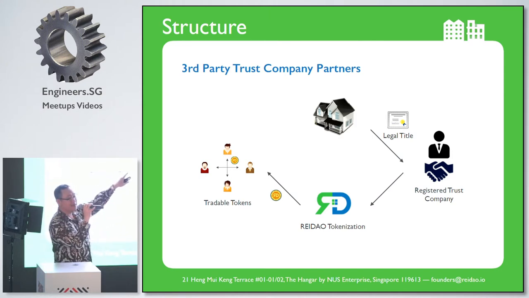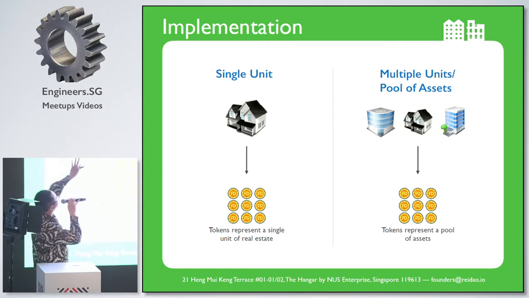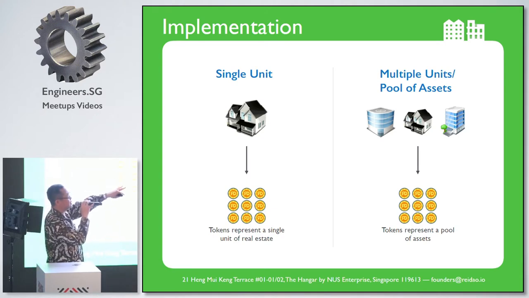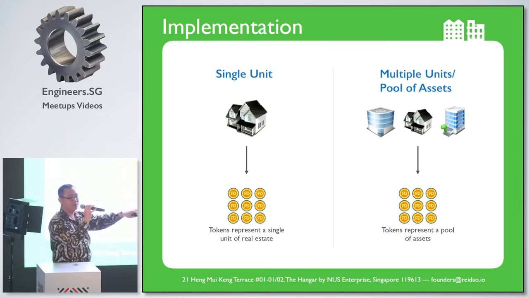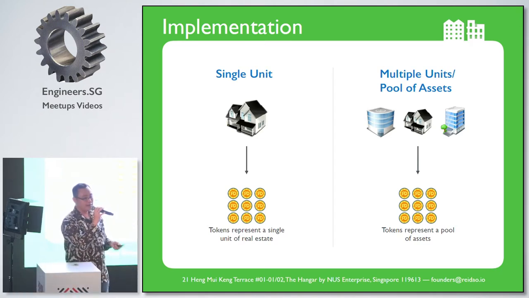Basically, the property legally will be held under trust, and then we will act as the middleman, in a way, to issue the tokens to the users. Again, these tokens will be an Ethereum standard where users can transact easily. On the left-hand side, this is the model that we're building right now. It really simplifies matters, because a single real estate has a single type of token representing it. But in the future, it's just a step forward to do multiple assets represented by a single token. So essentially, if you're familiar with REITs, this is basically a REIT on the blockchain.